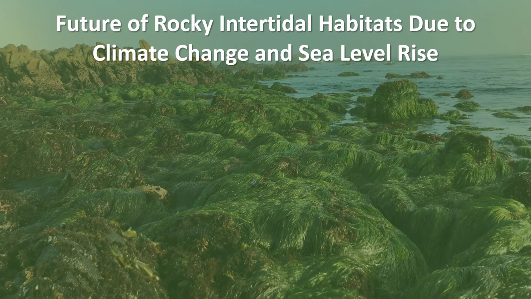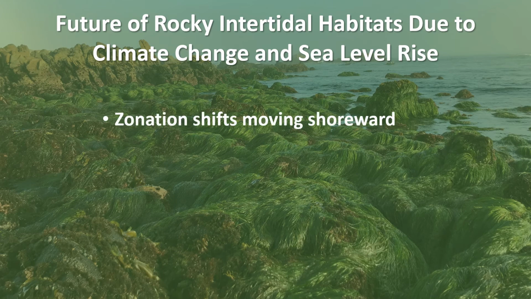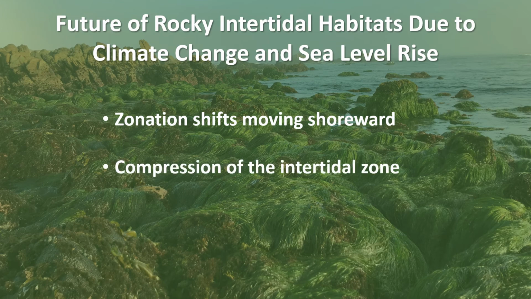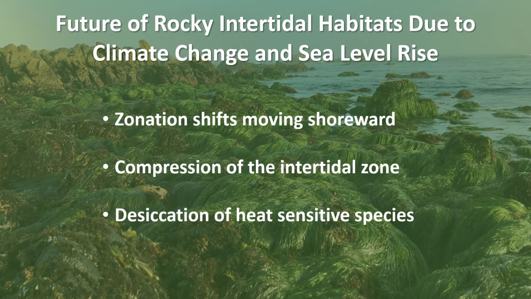While there are limited long-term data sets to demonstrate climate impacts on zonation, intertidal zones, as well as the animals and algae within these zones, are predicted to shift shoreward in response to rising sea levels. Second, rising temperatures could compress the entire intertidal zone, making it more narrow. As temperatures rise, heat-sensitive intertidal organisms will not be able to spend as much time out of water and therefore will make it too hot for them to survive.